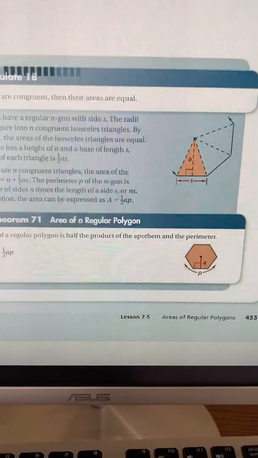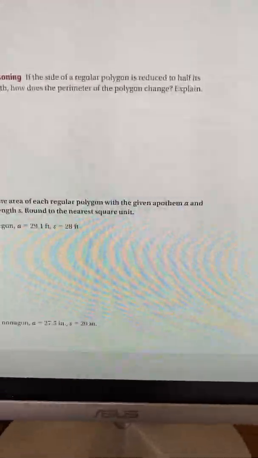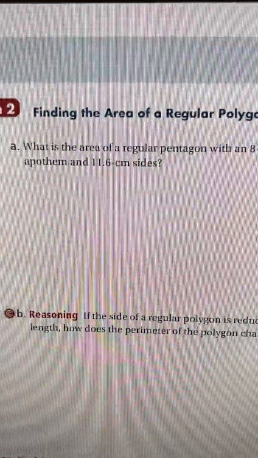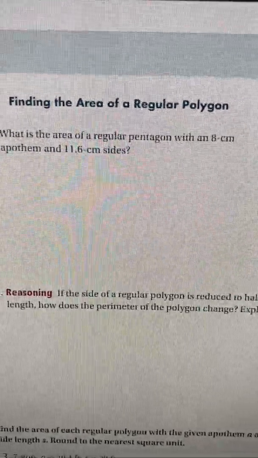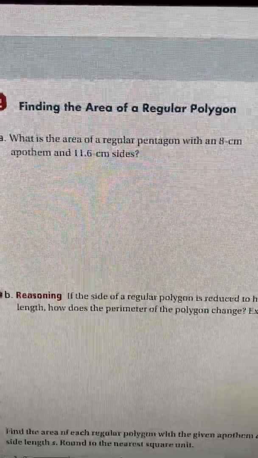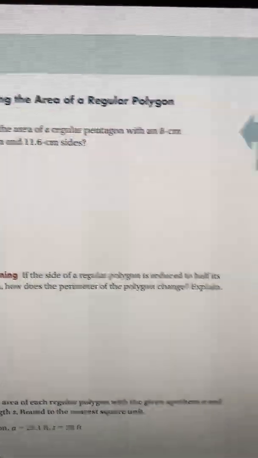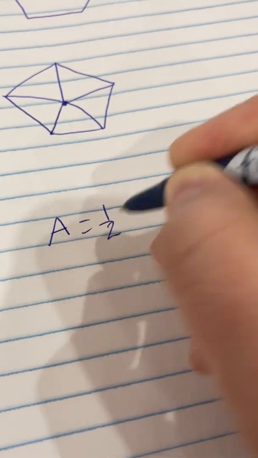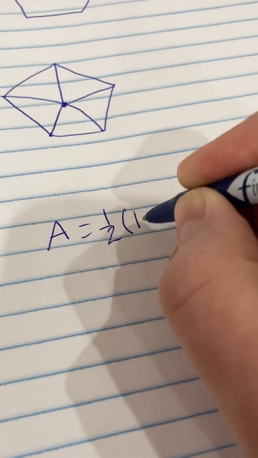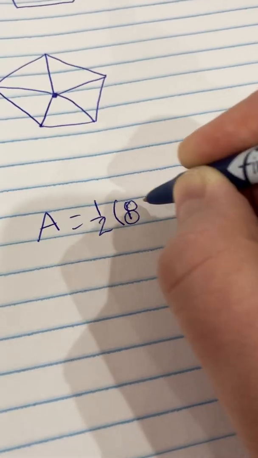All right, so let's go through and turn your page. And if you take a look at this first problem up here, it wants to know the area of a regular pentagon that has an apothem of 8 and the sides are 11.6. All right, so you have a regular pentagon, and it gives you your apothem to be 8. So you're going to put that in place of your apothem.